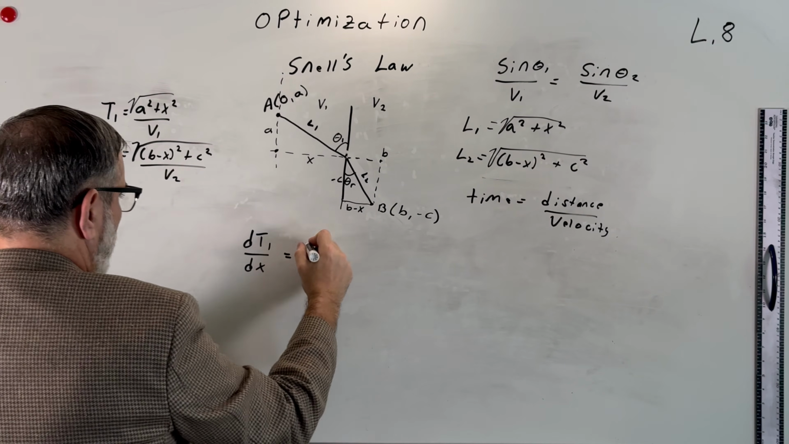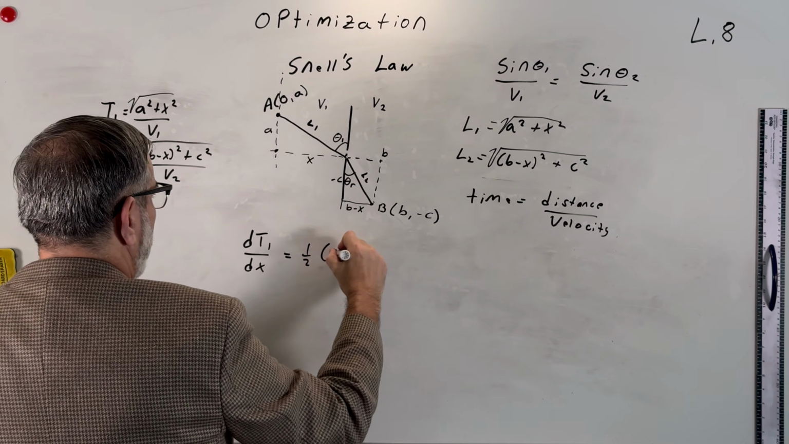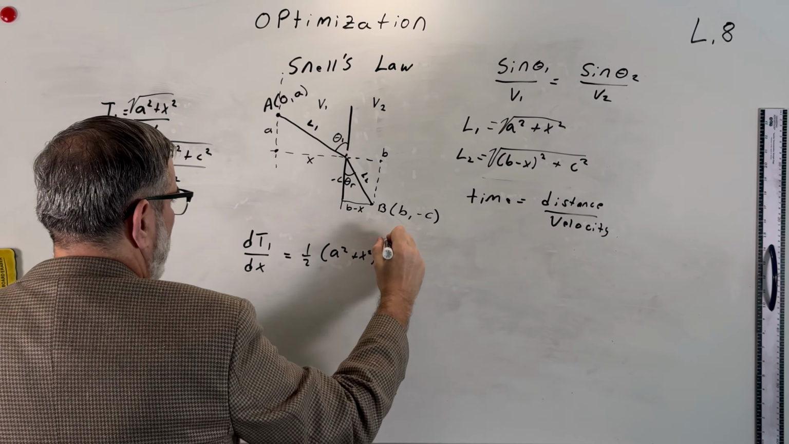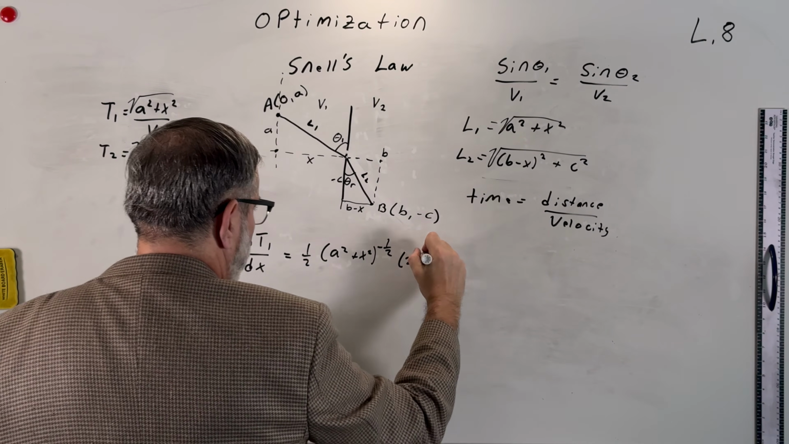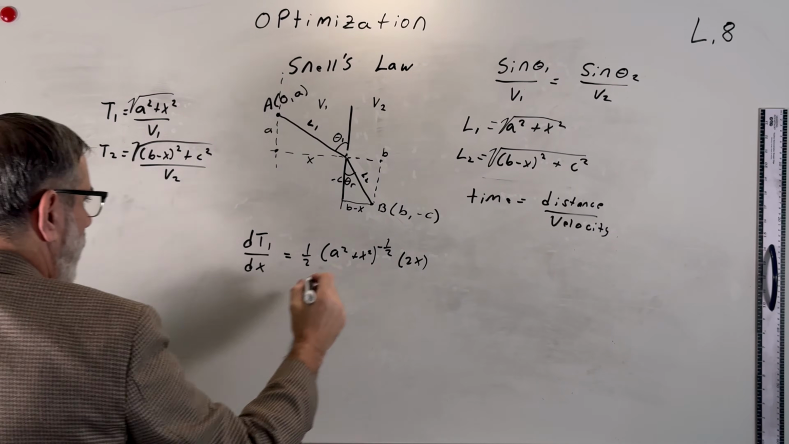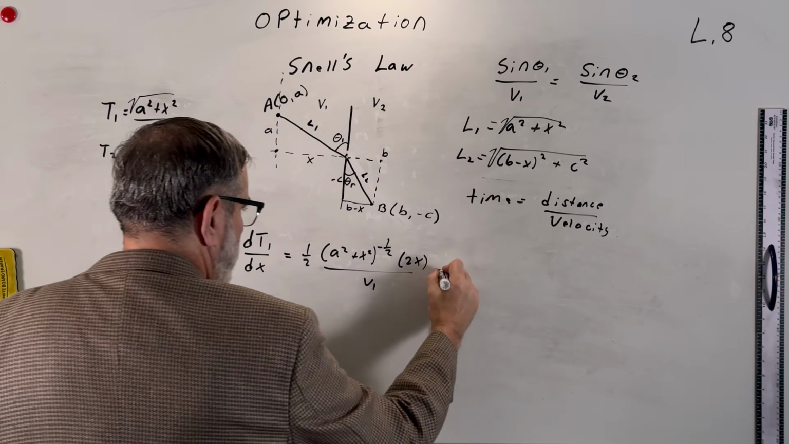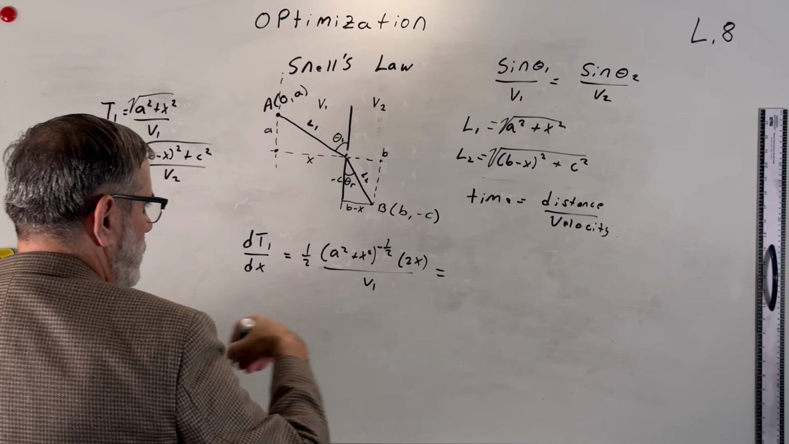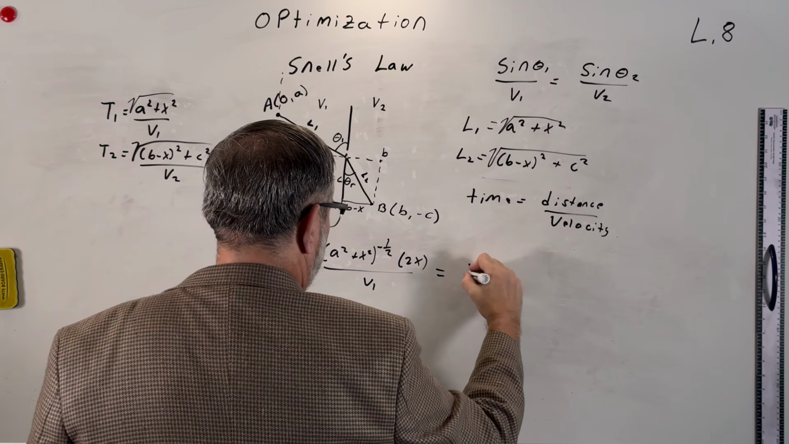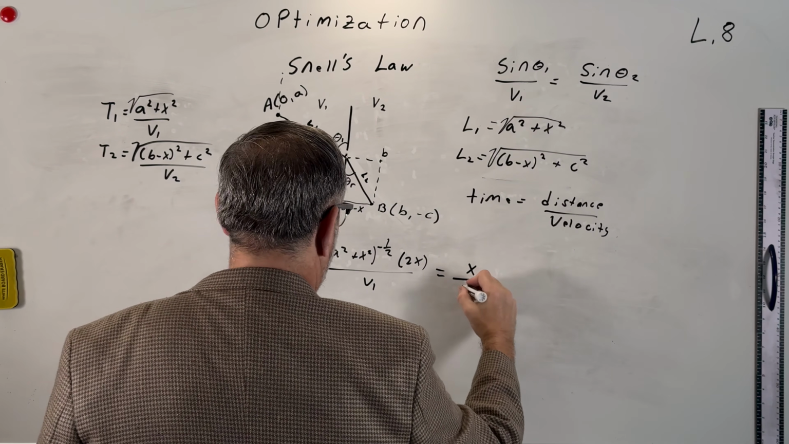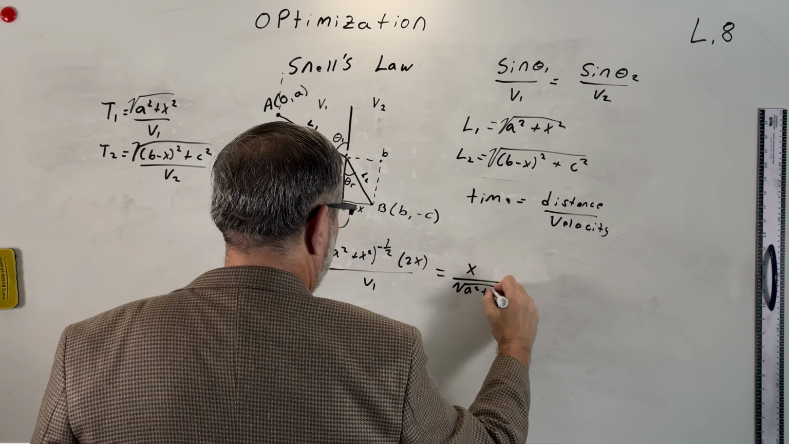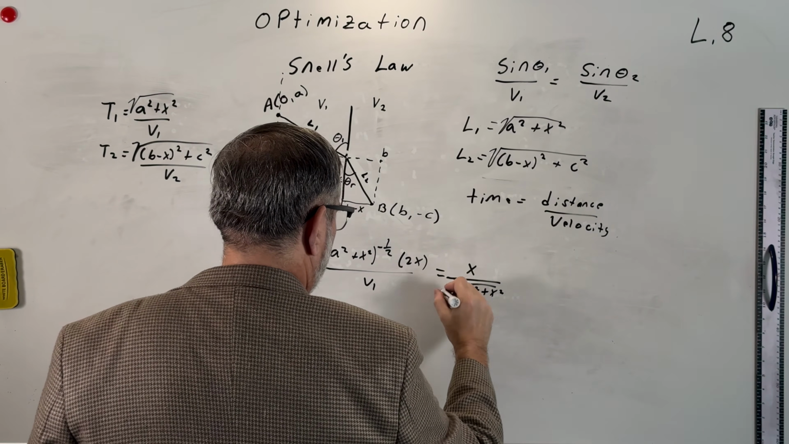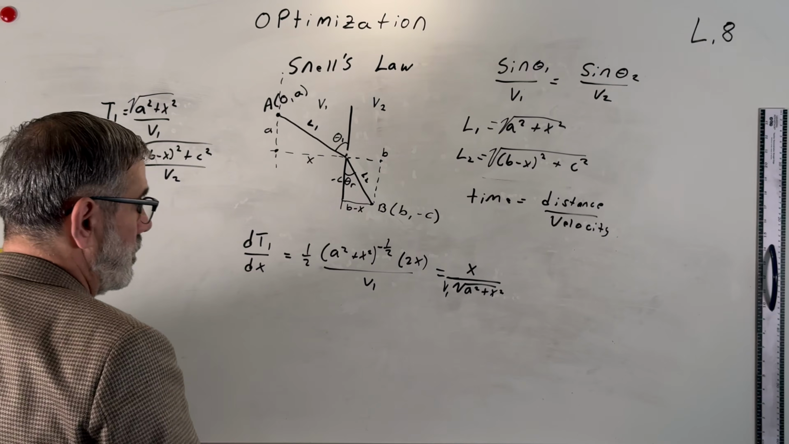So the derivative of the square root, of course, gives me a 1/2. Then we'll get a squared plus x squared to the minus 1/2. Then the derivative of the inside will give me 2x using the chain rule. And all of this will be divided by v1. So the 2's will cancel, and I'll get x over the square root of a squared plus x squared. And of course, we have the v1 down here as well.